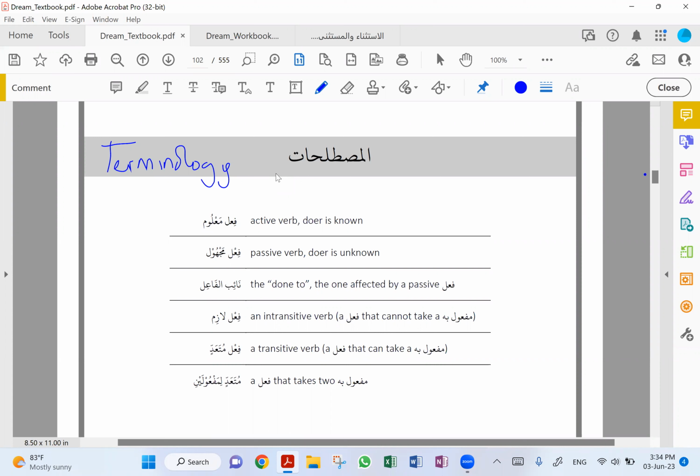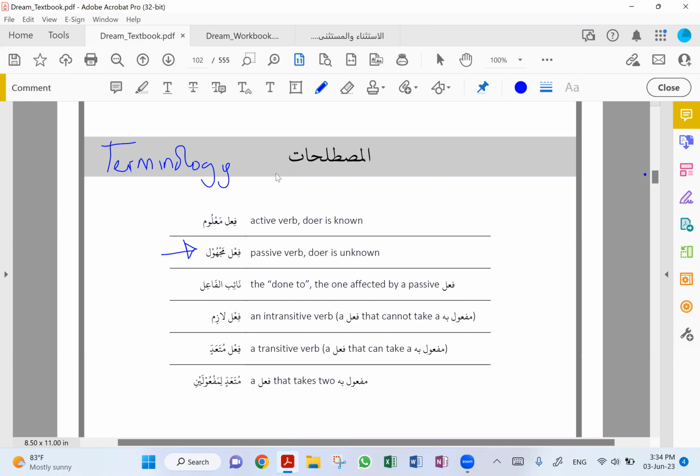Then we have the fi'al majhul, which is the passive verb. Remember when you're doing the sarf, we have the active line and then we have the passive line. So the active line is basically all ma'loom. We know the doer, and then the passive line is majhul. That's why we say mabni lil majhul, ماضي مبني للمجهول, مضارع مبني للمجهول, because we don't know the doer. It is the passive verb, it is the passive line. So فعل مجهول is a verb whose doer is not known.